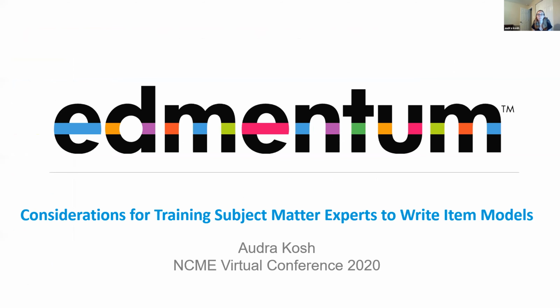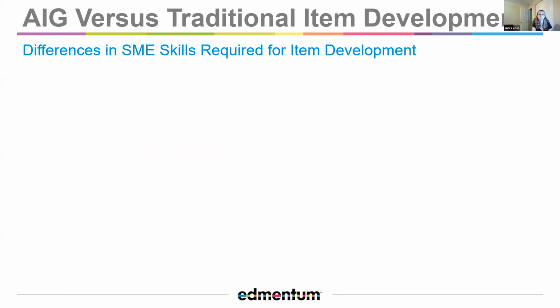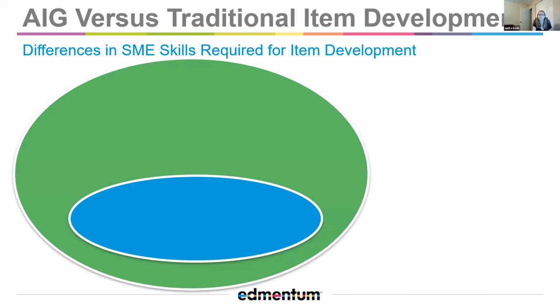Hi, my name is Audra Kosh. I am a research scientist at Edmentum, and I'll be talking today about some things to think about when training subject matter experts to write item models. So it was great to have that introduction by Susan about what item models are. So first, to consider what are the different types of skills needed when doing traditional item development, also referred to earlier at another NCME session as one at a time item development versus automatic item generation. I think of this as one being a subset of the other.